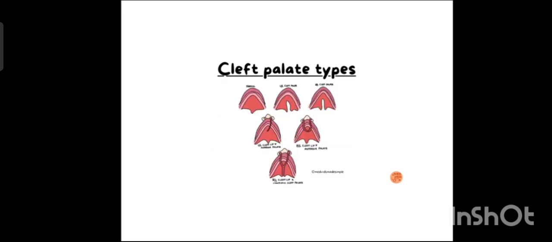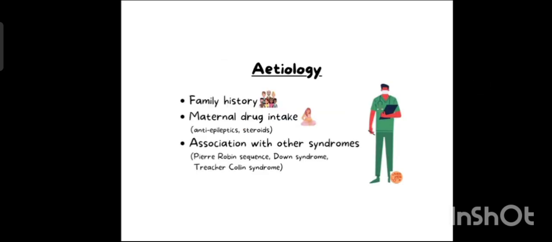The types of cleft palate include: the first image represents normal, the second image is unilateral cleft palate, third image bilateral cleft palate, fourth image cleft lip and anterior palate on one side, fifth image cleft lip and anterior palate on both sides, sixth image bilateral cleft lip and cleft palate with the full palate involved.